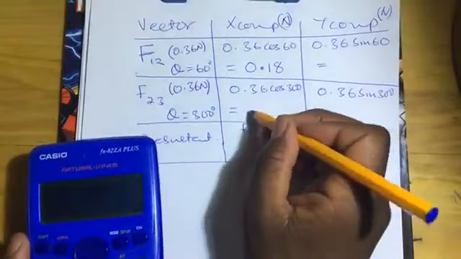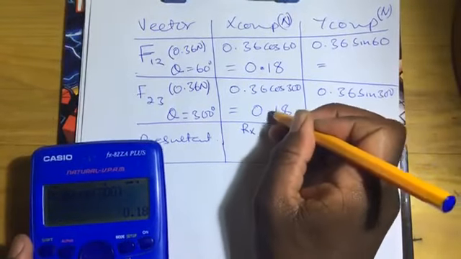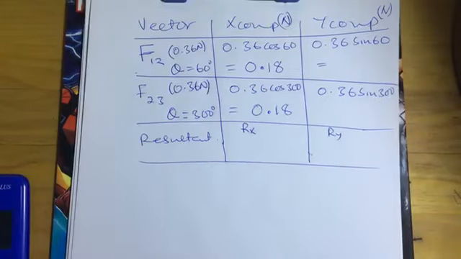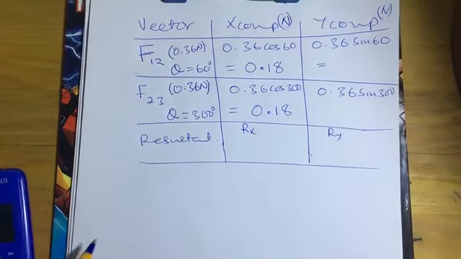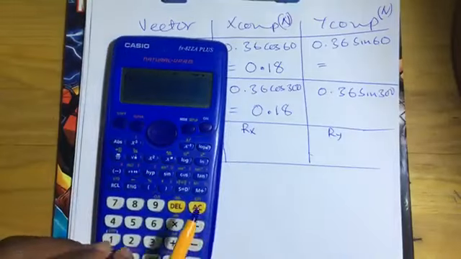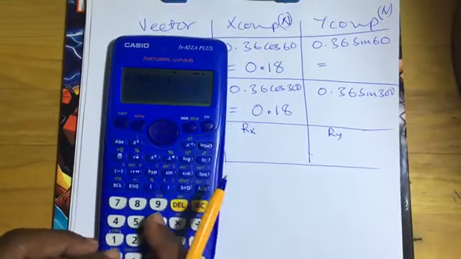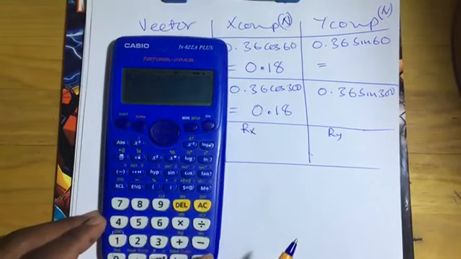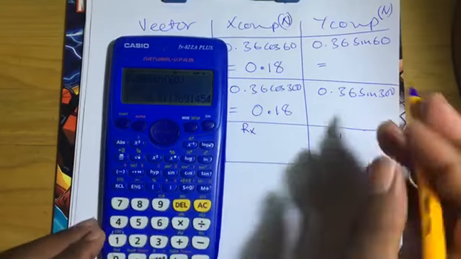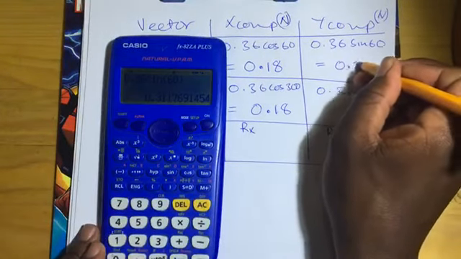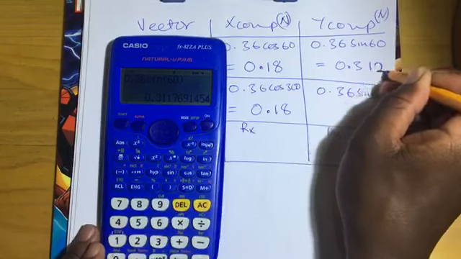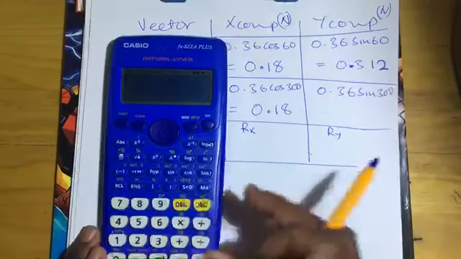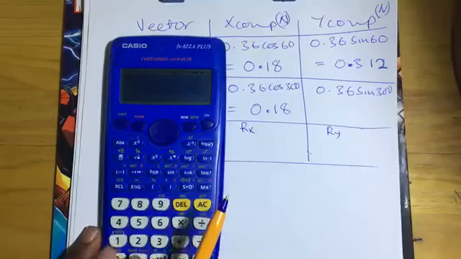Okay, this is also going to be 0.18. As you know, cos is positive in the fourth quadrant. We do the same for sine. 0.36 sine 60. Okay, this gives us 0.312. Okay, we do the same for sine here.